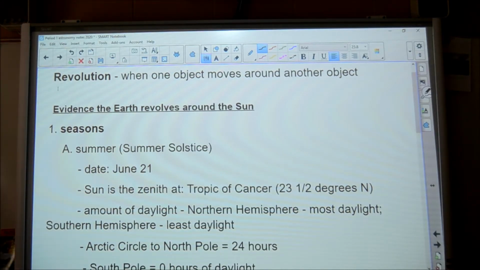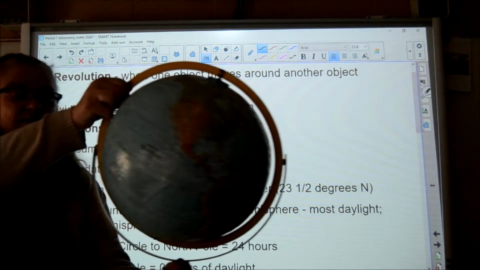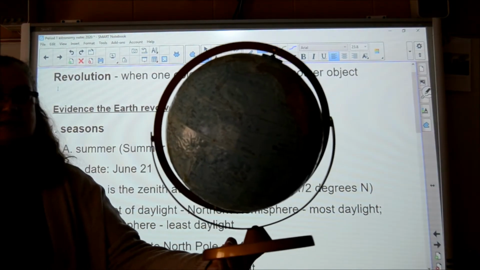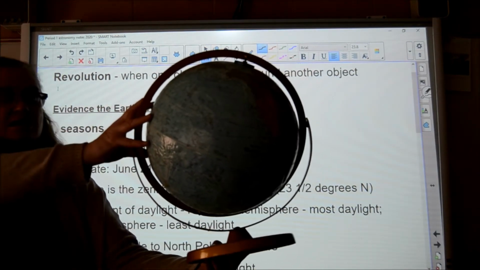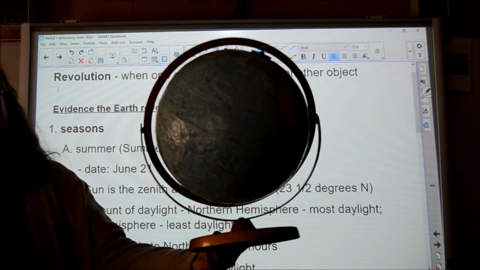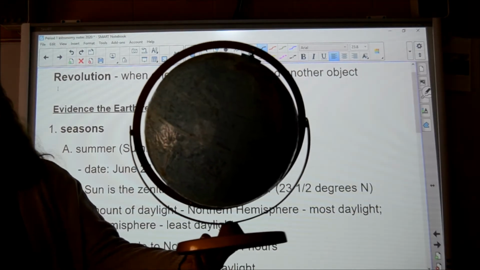Revolution, we talked about revolution, when one object's going around another object. Since we did evidence of rotation, we must also talk about evidence of revolution. Two different ones we need to look at. One is seasons. Because the Earth is tilted at around 23 degrees, and it's not perfectly straight up and down, we get seasons because with the tilt of the Earth, there's times that the sun is shining more on the southern part of the Earth, and sometimes it's shining more on the northern part of the Earth.